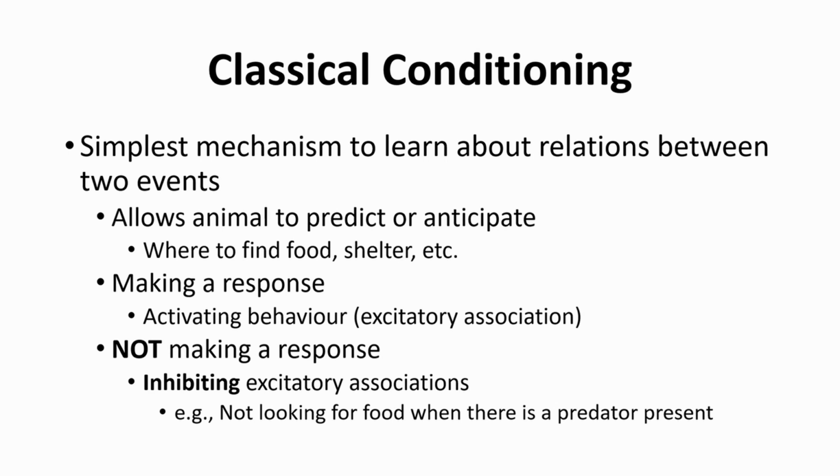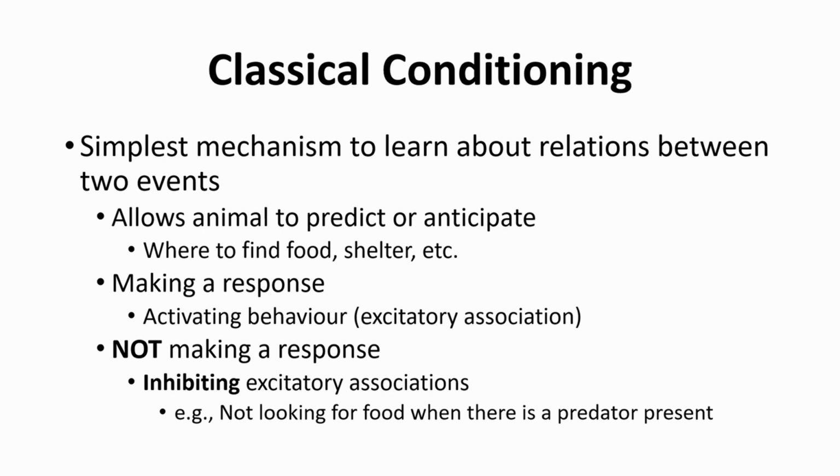So this brings us to classical conditioning. And classical conditioning is the simplest mechanism for learning about relations between two distinct events. Classical conditioning is useful because it allows animals to predict or anticipate events. So maybe you know where to find food or shelter in a specific area. Maybe you know that pine trees offer good protection in the snow, so you're going to look for a pine tree or something like that.